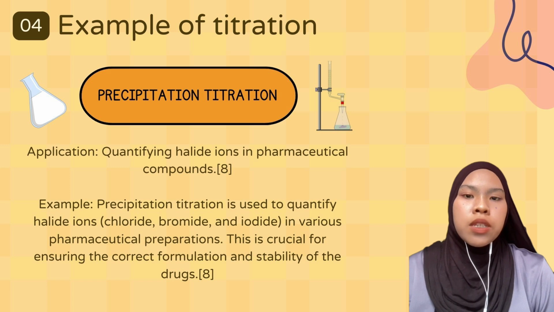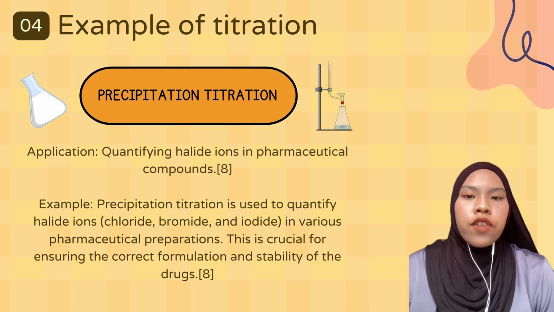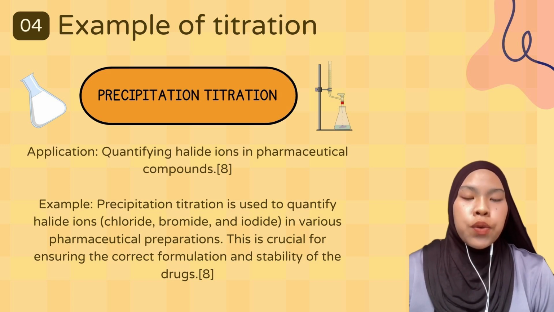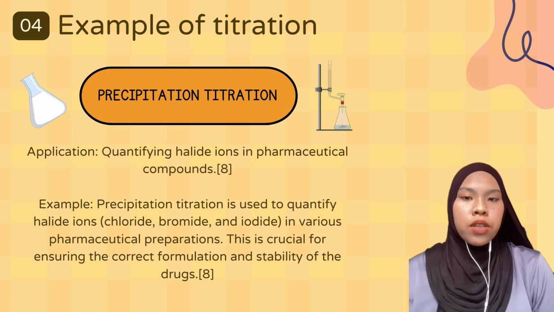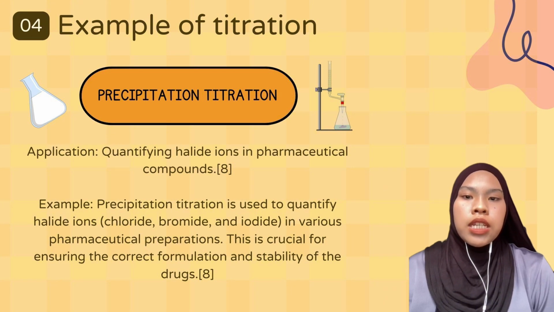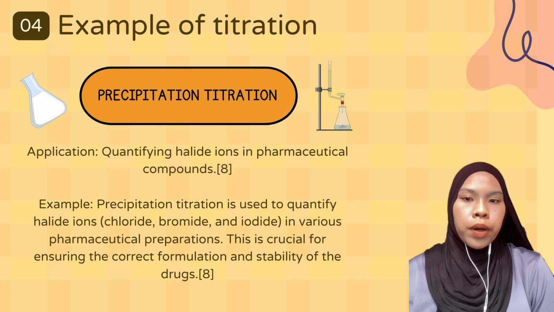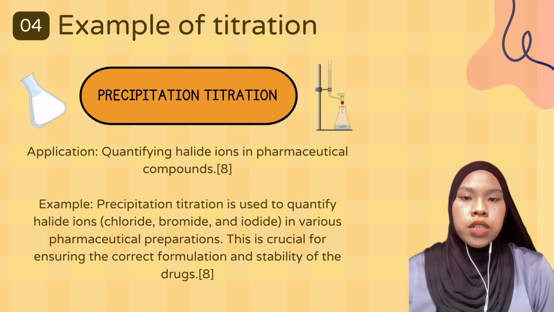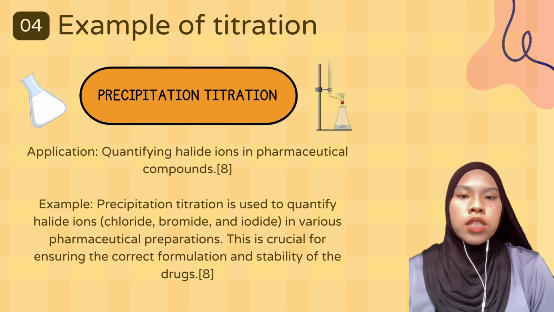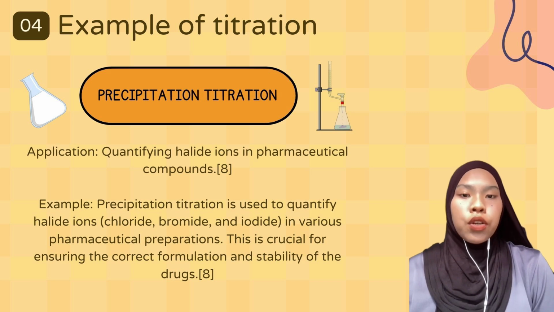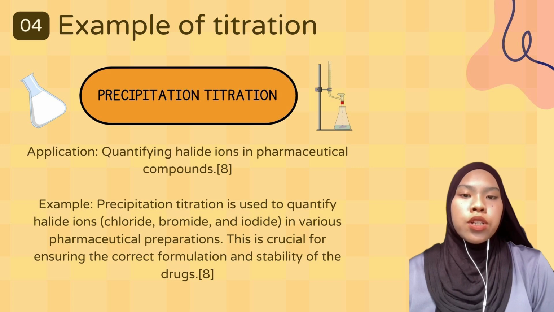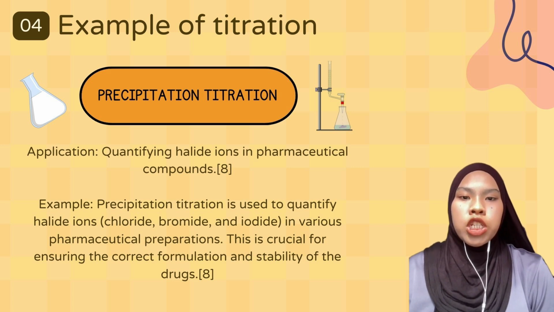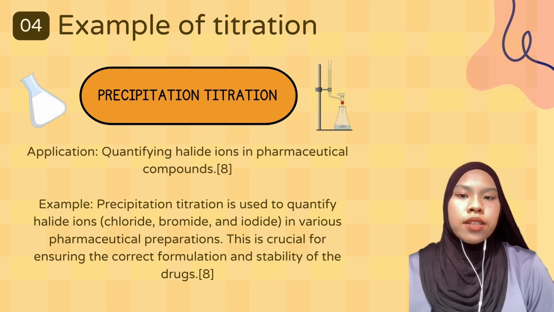Second one is precipitation titration. It involves the formation of a precipitate during the reaction. Indicators that change color from precipitation can be used. This type of titration is applied in quantifying halide ions in pharmaceutical compounds. Precipitation titration is used to quantify halide ions, chloride, bromide, and iodide in various pharmaceutical preparations. This is crucial for ensuring the correct formulation and stability of the drugs.